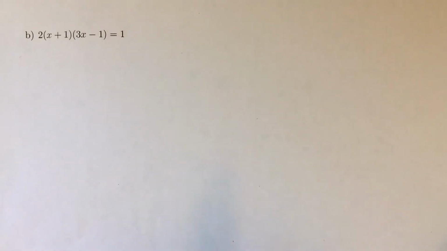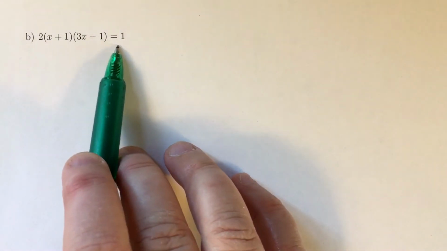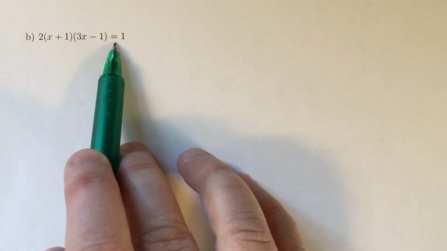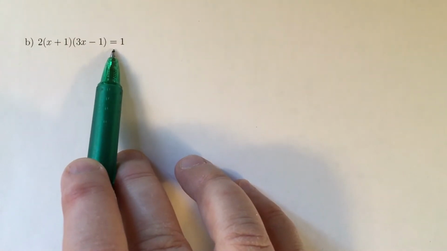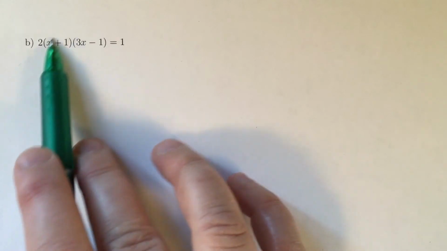Again, these are different just because we have to get equals 0. It doesn't work to use the quadratic formula when it's equals 1. It also doesn't work to use the quadratic formula when it's in a factored form like this. We need to multiply all that out.